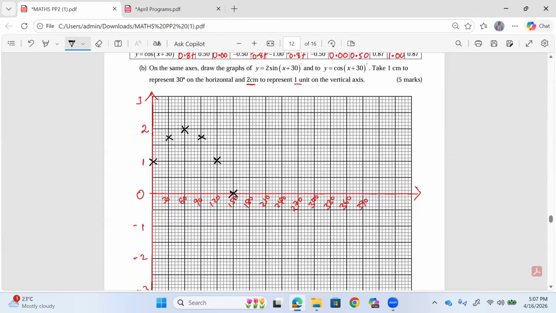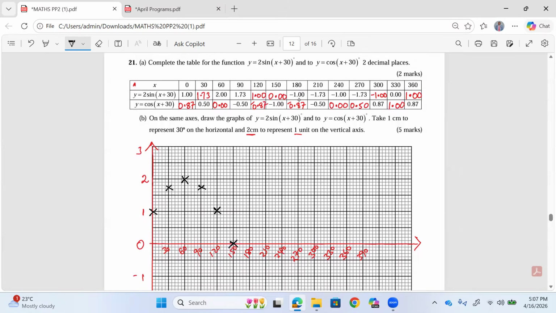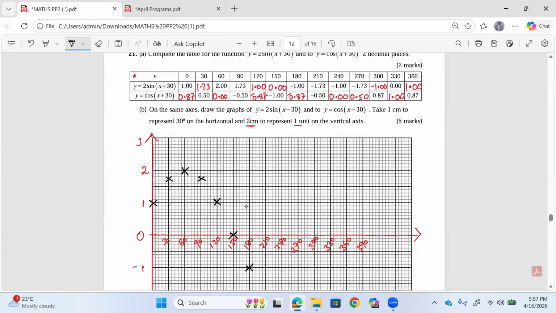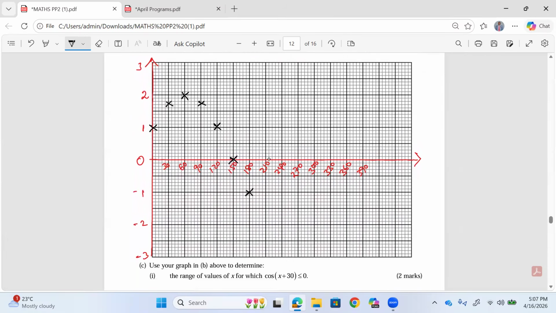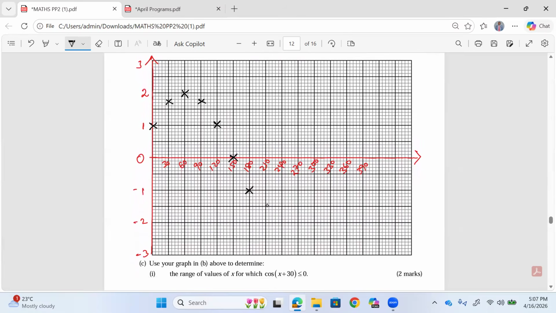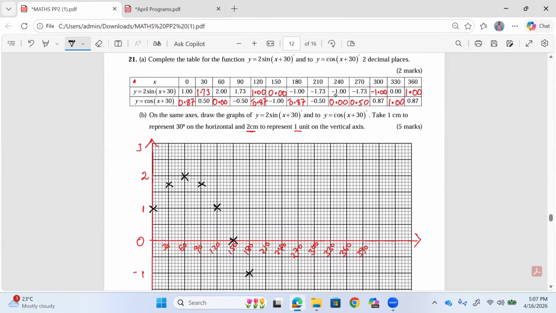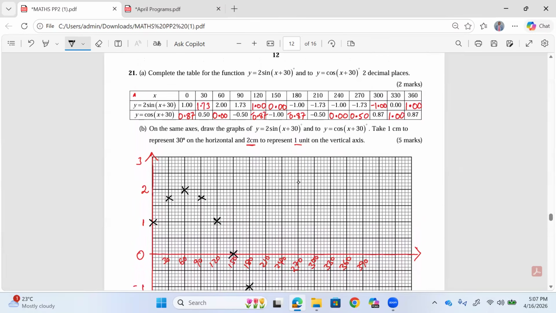At 150, 0. At 180, negative 1. What about at 210? At 210, negative 1.73. At 240, we have a negative 1.